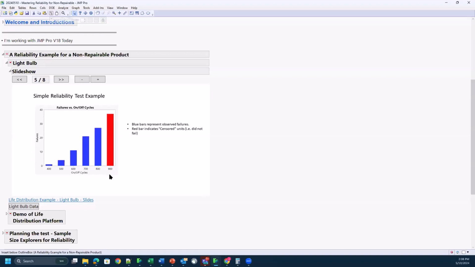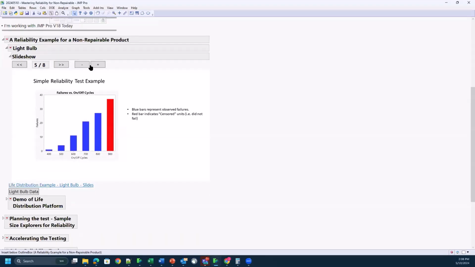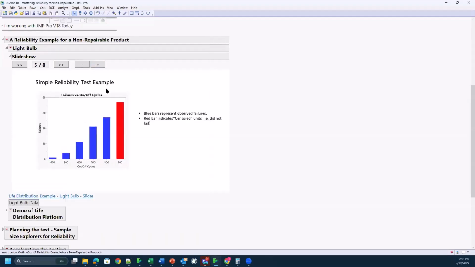So what are we going to do? Well, if I click the right button. So these are observed failures. These are censored.